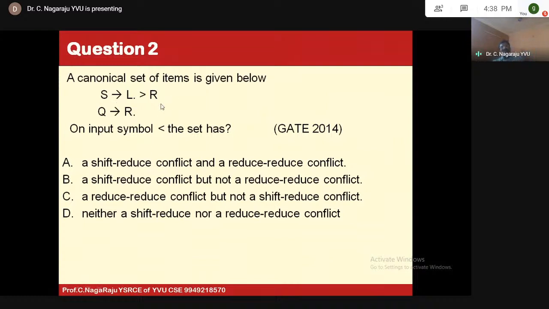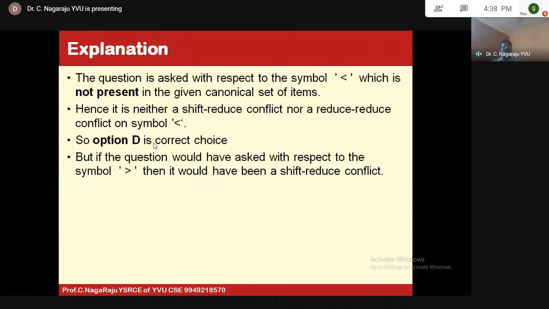Here we are using the canonical item set of CLR. LR parser and CLR parser are both the same; only it will take the lookahead function and it uses the follows. But there is no time to explain all those things, only these are the facts. Suppose a question asks whether the symbol is present in the given canonical set of items. Hence it is neither shift-reduce conflict nor this.